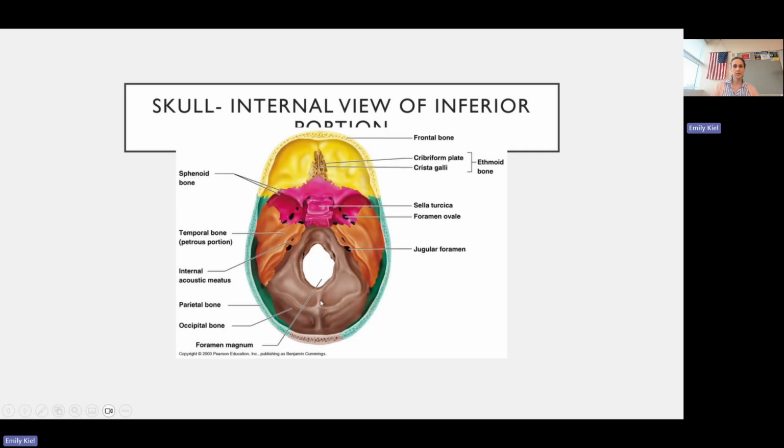Few things to point out here. This is the sella turcica. It stands for Turkish saddle. It looks like a little saddle, and that's where the pituitary gland is going to sit. So you do want to know about that sella turcica and what sits in that gland. Also, you want to know about the cribriform plate. So this is where the nerves from the olfactory system, from the nose, connect with the brain. So this is in the ethmoid bone itself right here.